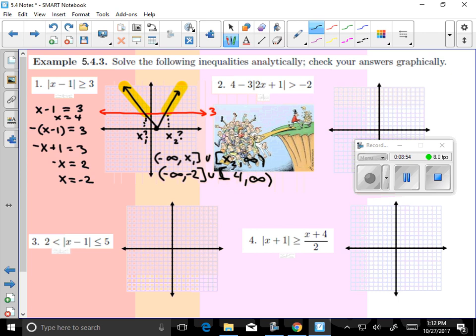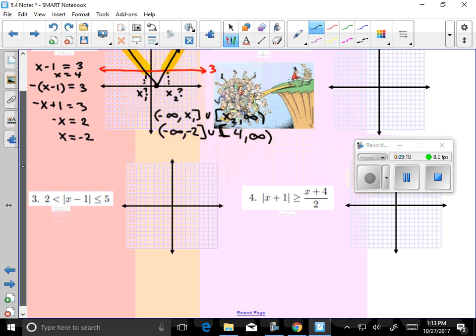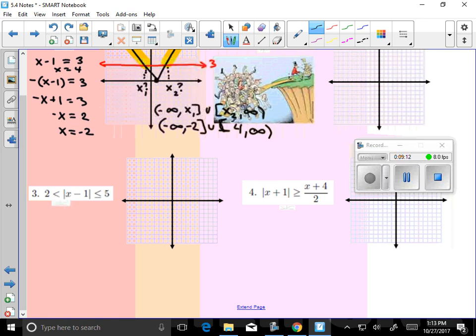5 would work. How about negative 2? Negative 2 minus 1 is negative 3. Absolute value of negative 3 is 3. Is 3 greater than or equal to 3? Yes. Right? Are you tired of my country voice? Okay, pretty good? Let's get to one that's nasty.